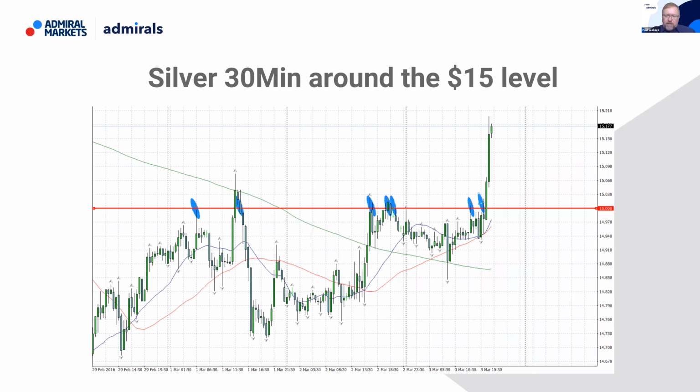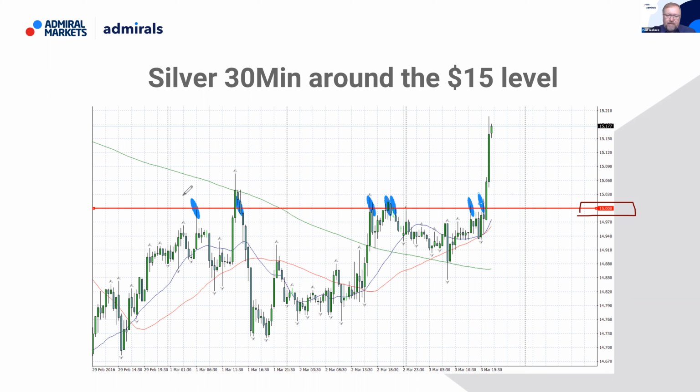So here you go, here is silver itself. Let me bring up the drawing tool here. This is a while back now, but it was around the $15 mark. It's a big psychological level, and hopefully you can see here.